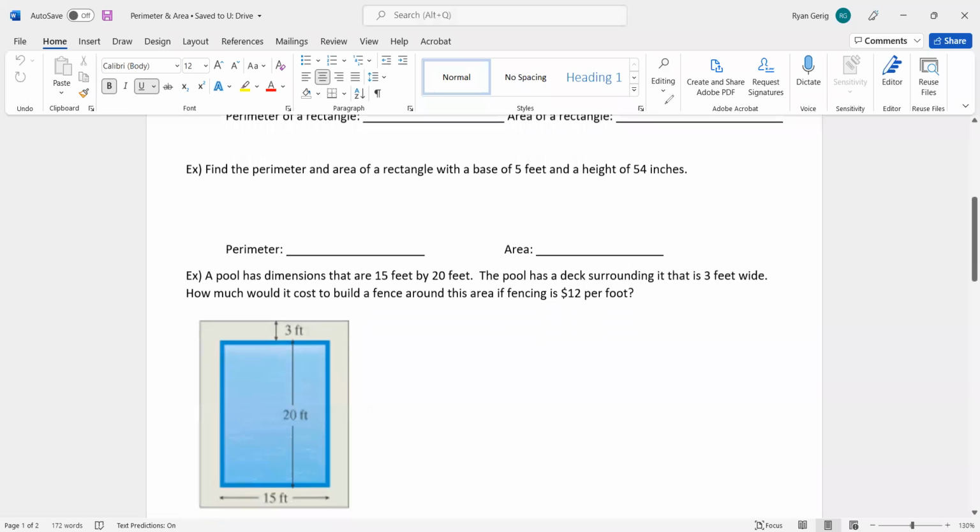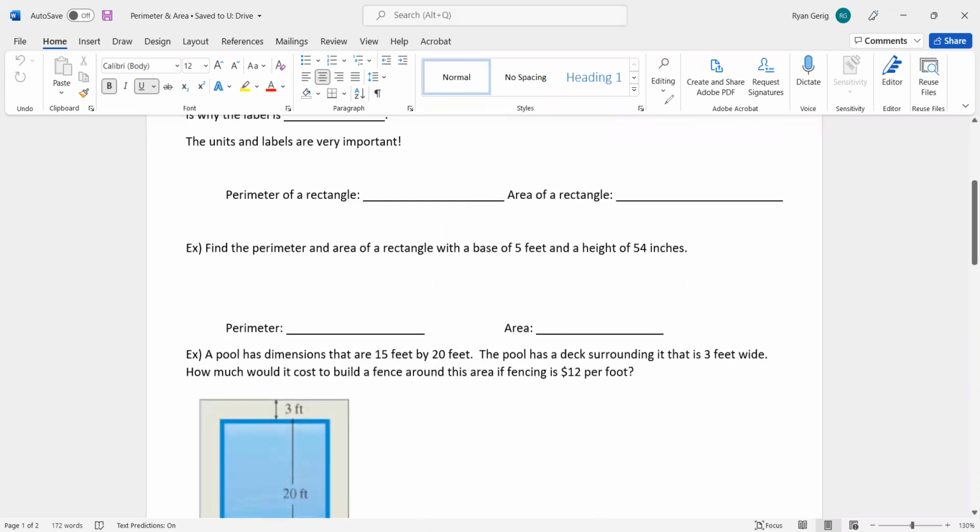So find the perimeter and area of a rectangle with a base of 5 feet and a height of 54 inches. A lot of people are going to jump right in and say 2 times 5 plus 2 times 54 to get the perimeter. Problem is, one of the measurements is in feet, the other one is in inches. That's a problem. We want to change it. So what I'm going to do is change feet into inches. I'm going to multiply by 12 because there's 12 inches in 1 foot. So 60 inches. And I'm going to find the perimeter and area using that.